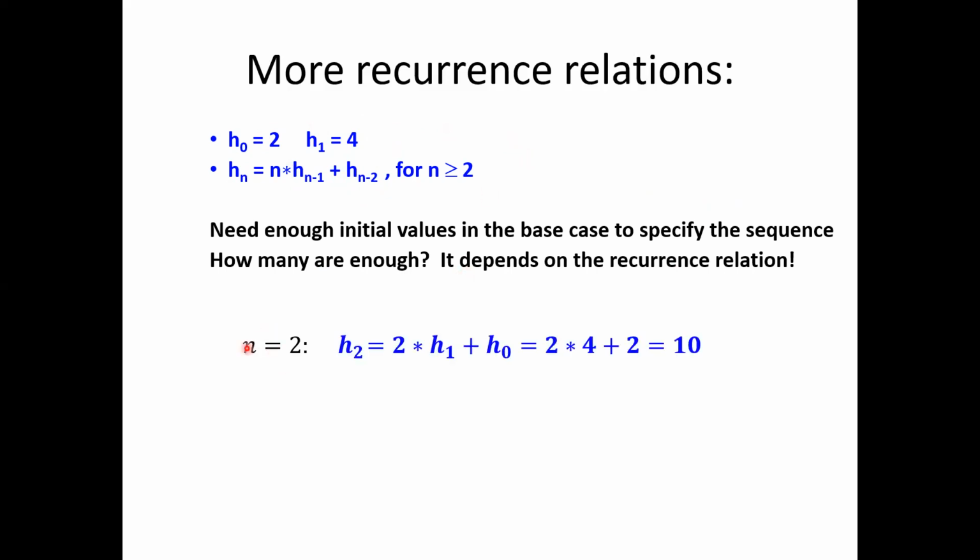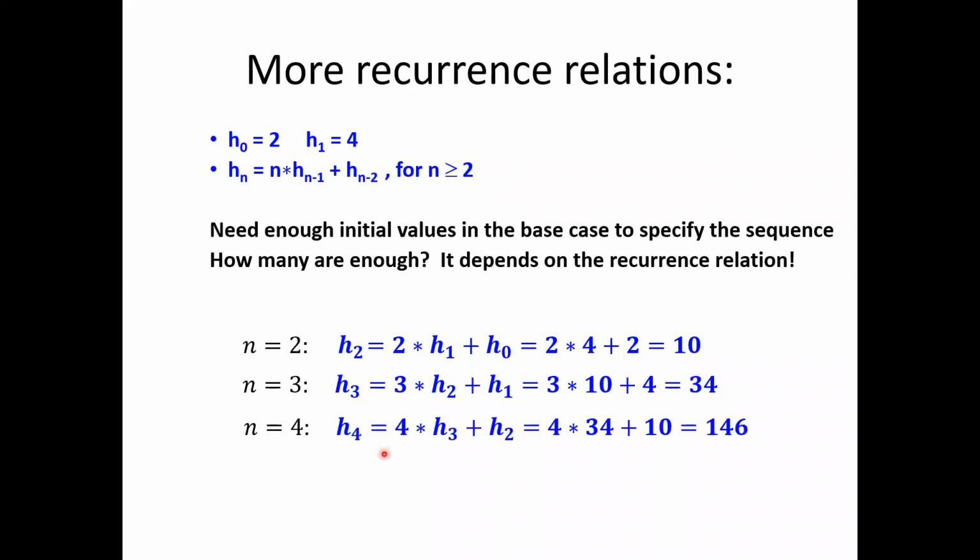So let's look for n equal to 2: h2 is 2 times h1 plus h0. So it's this formula, 10. For n equal to 3, this is 3 times h2 plus h1. h2 was 10. So I'm plugging these values, 10 for h2 and 4 for h1, and I get it, right? So I can evaluate. It's the same recurrence relation, it's just for different n.